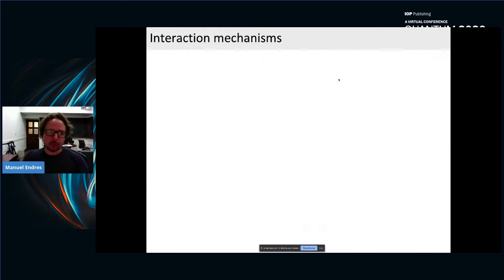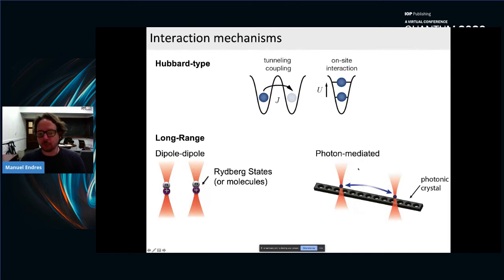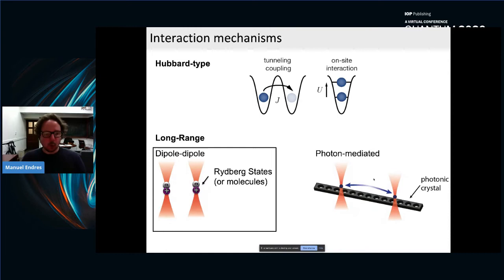What are interaction mechanisms? You can let them tunnel via Hubbard interactions. You can use long-range interactions, for example, mediated by photons in a cavity, or you can have dipole-dipole interactions, for example, mediated by Rydberg states or by molecules trapped in these tweezers. So I'll work with Rydberg states, and I'll explain this in a second.